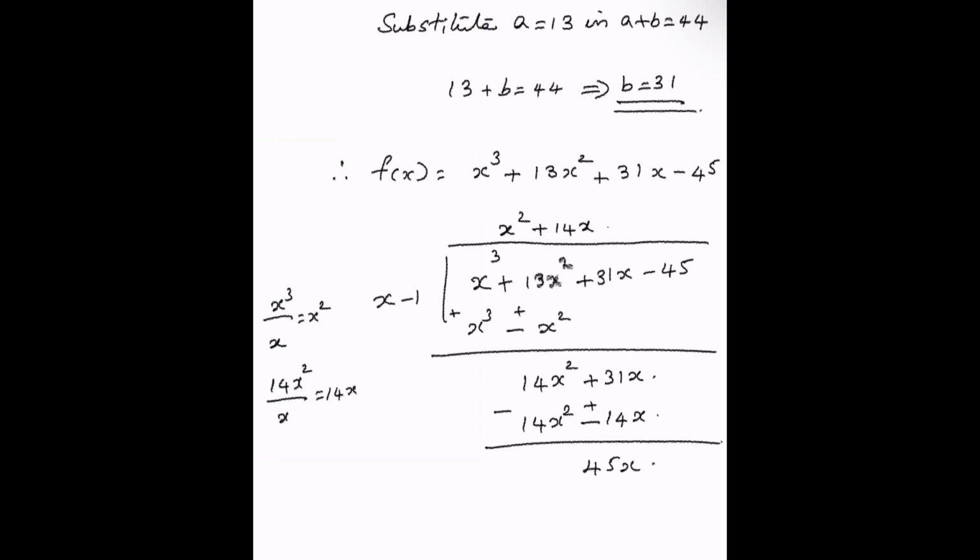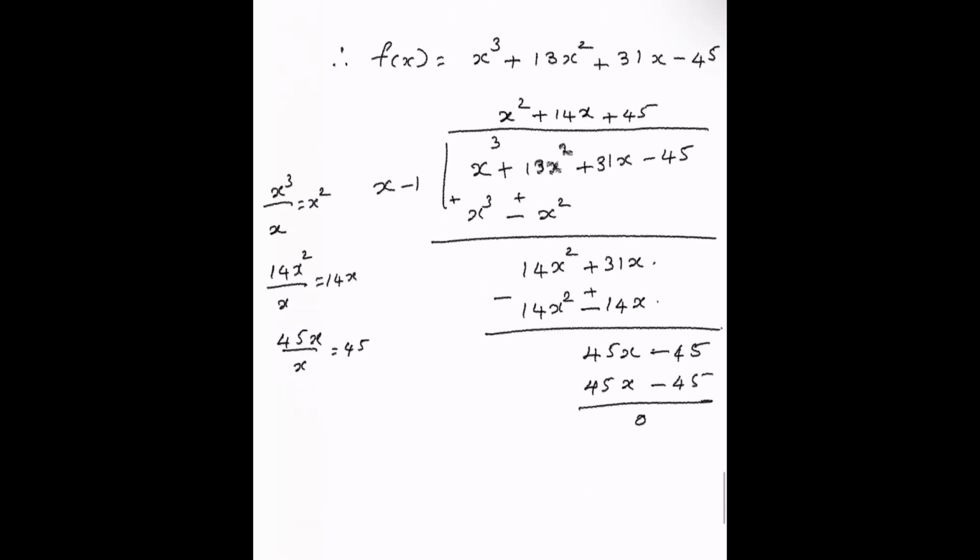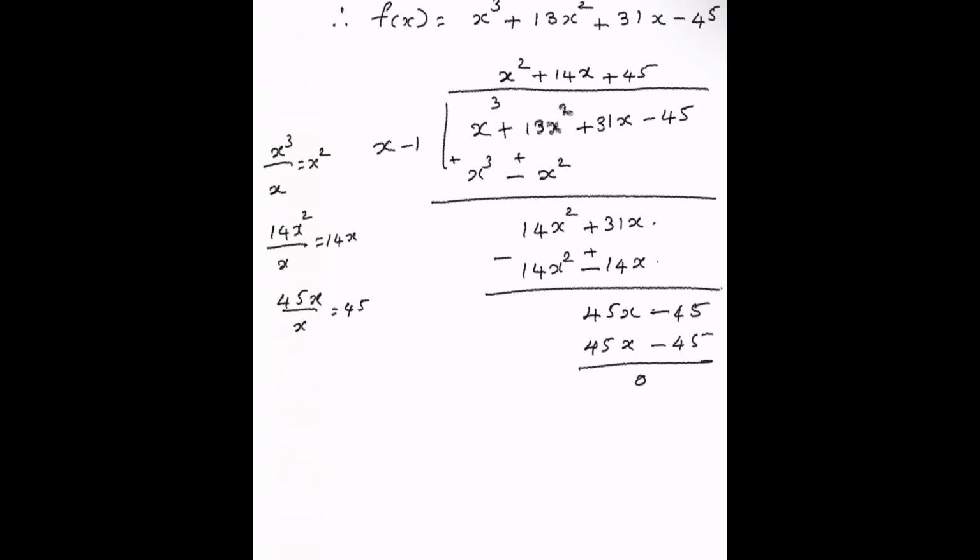45x is what I'm getting. So 45x, and bring down minus 45. Okay, so now 45x by x is 45. So I have plus 45 now. And I just do 45x minus 45 gives me 0. So the first round of division gives me one polynomial, which is x square plus 14x plus 45.